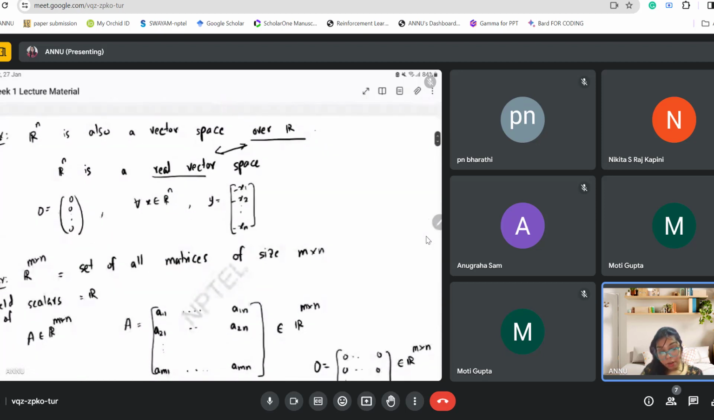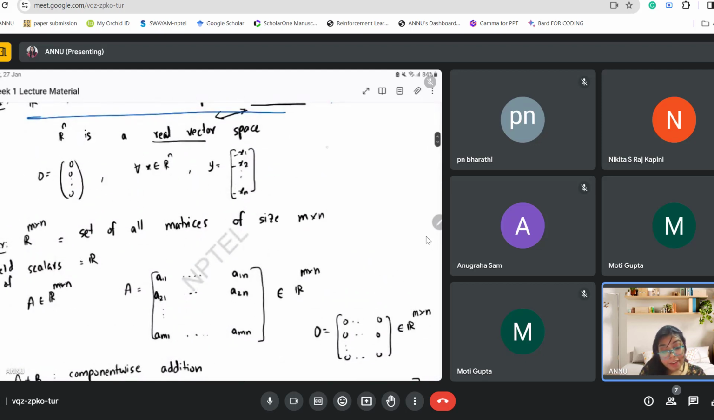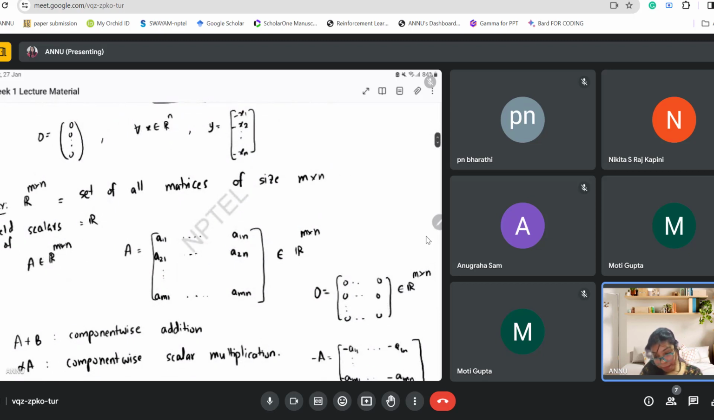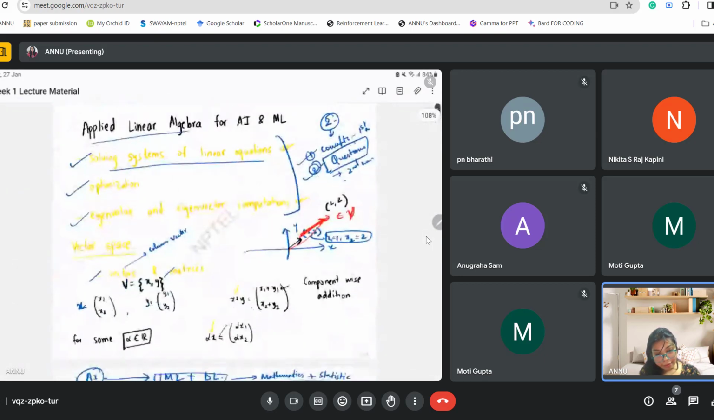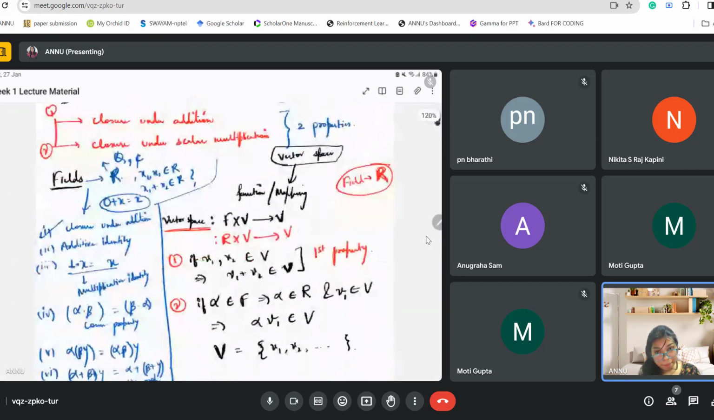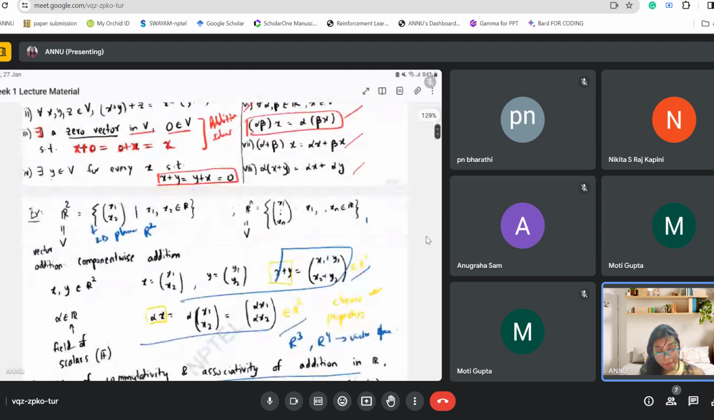Now, R power n is also a vector space. n can be any natural number. Now, if you want to define matrices, how will you define them? You have to define them like R power n cross n. We'll see that this is for matrices. Anyway, don't worry, I will upload this particular PDF in the link that you have provided, which you will get from the NPTEL portal.